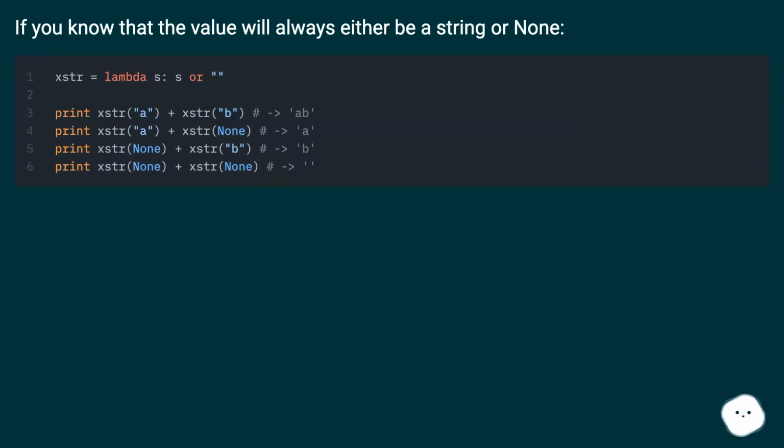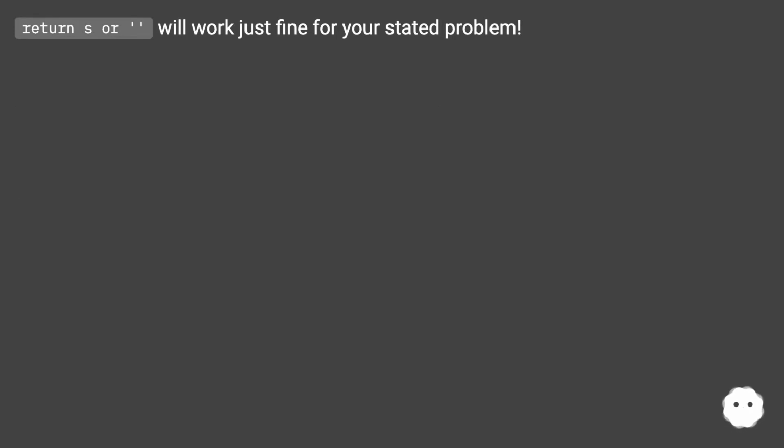If you know that the value will always either be a string or None, return s or "" will work just fine for your stated problem.